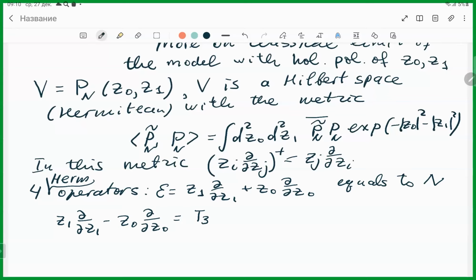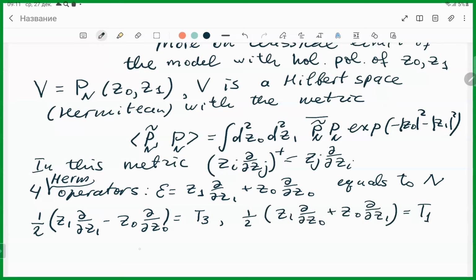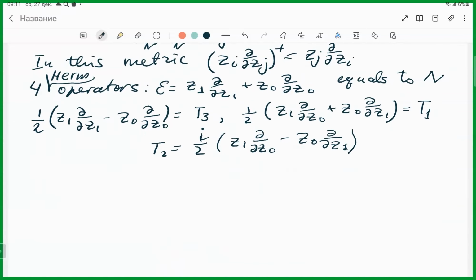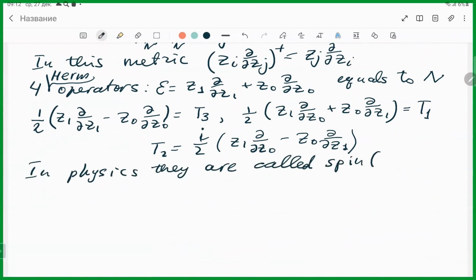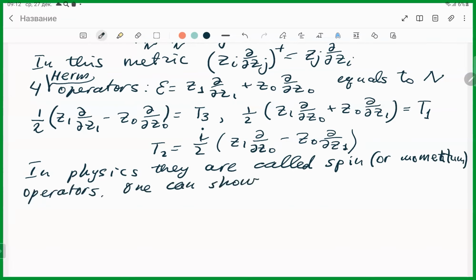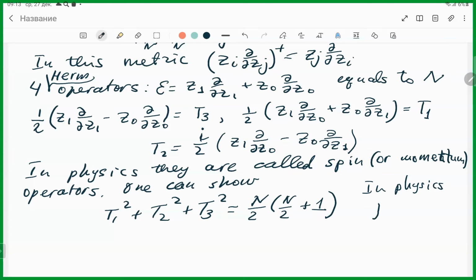Actually, I would like to change the normalization a bit. I want to consider such an operator, 1/2, that I'll call T1. And the third one, and here I put i. Now, in physics, they are called spin operators, spin or momentum. One can show, by a computation, that T1 square plus T2 square plus T3 square equals, in physics, people use J, that is n over 2.